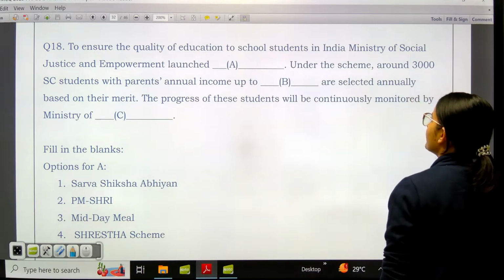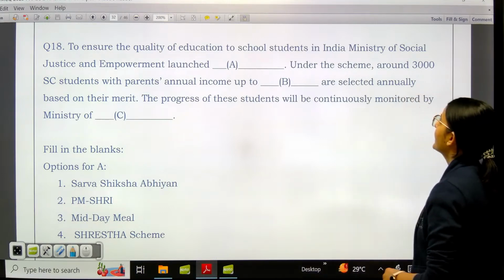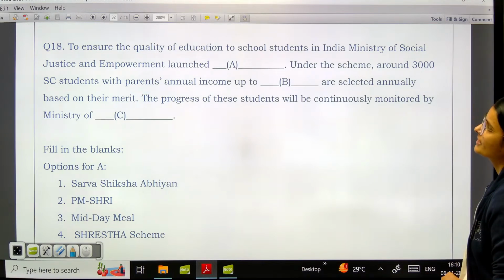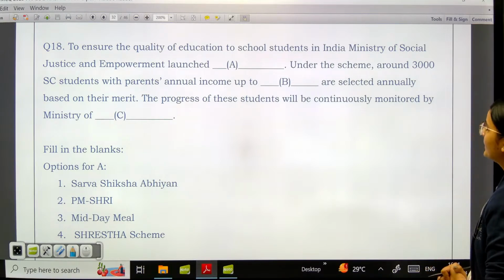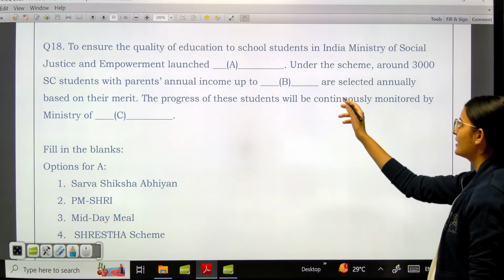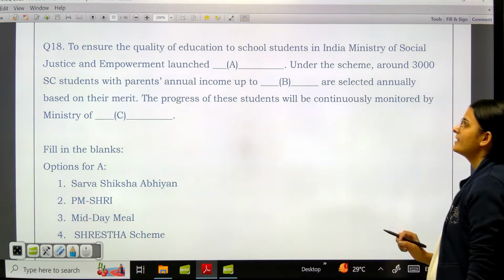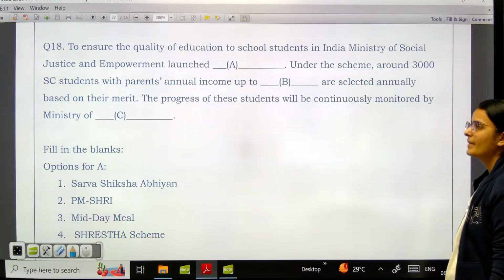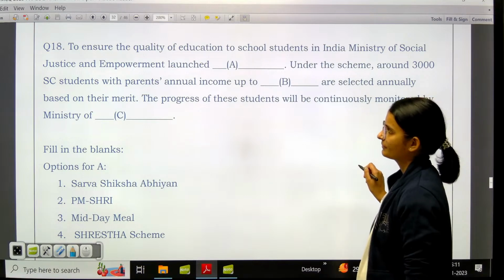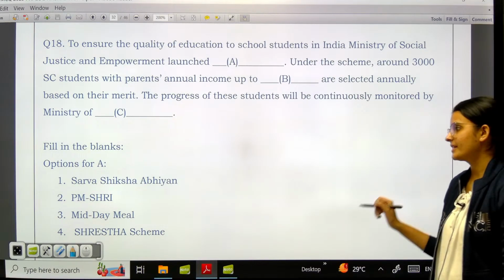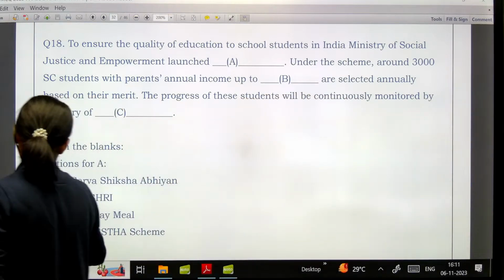To ensure the quality of education to school students in India, the Ministry of Social Justice and Empowerment launched dash under the scheme. Around 3000 SC students with parents' annual income up to dash are selected annually based on their merit. The progress of these students will be continuously monitored by the Ministry of dash. Have you read the question? Let's move on to the options. Yes, Shrestha scheme. Right, this is the Shrestha scheme.